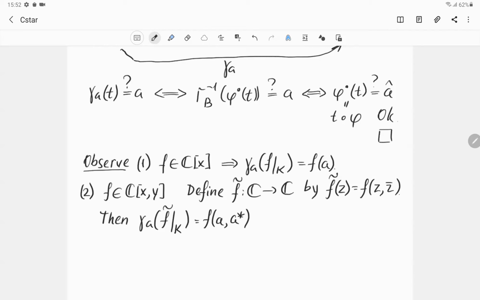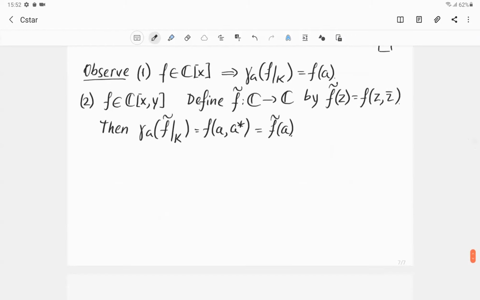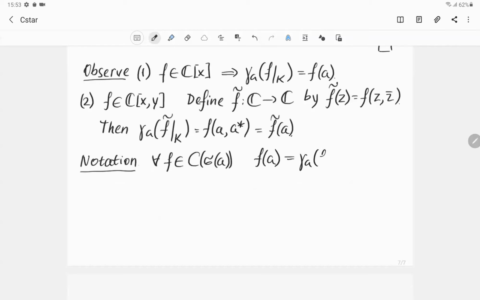So essentially for the same reason, this gamma takes little t to a, but it's a star homomorphism. And so it takes each polynomial in t and t bar to the respective polynomial in a and a star. So we can also denote this by f tilde applied to a. This observation leads naturally to the following notation. From now on, for each continuous function f on the spectrum of a, we write f of a instead of gamma a of f. This is natural because of the previous observation, because it is compatible with evaluating polynomials on a.